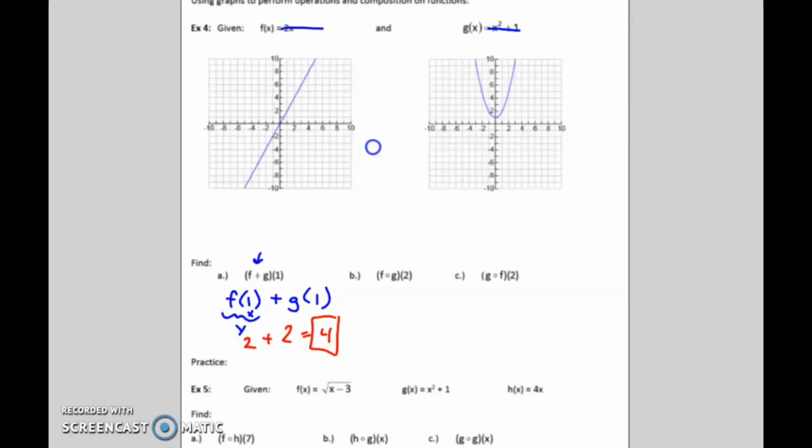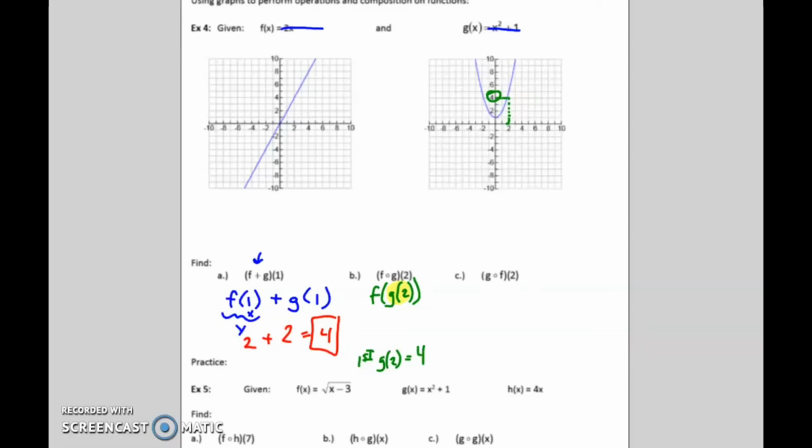Okay, so now B is a composition, f of g of 2. So what we need to do here first is we need to do g of 2. You have to do what's inside the parentheses first. Okay, so g of 2. So make sure you get the right one. That's this parabola. 2 is the x. So you go up till you hit the graph, then go across. The y is going to be 4. So g of 2 is 4.